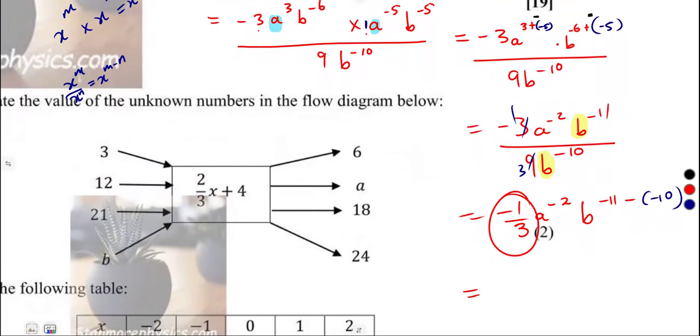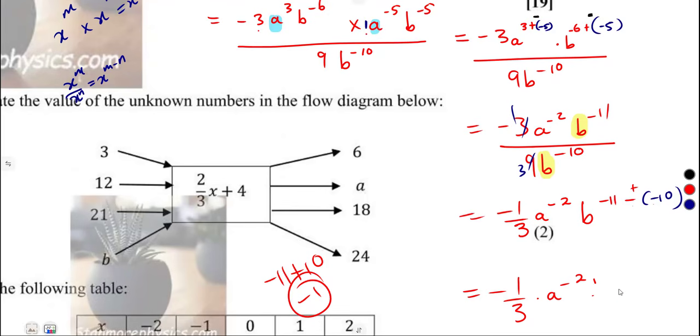All right, so you're going to have minus 1 over 3 times a to the exponent of negative 2 times b to the exponent of, this is negative, negative, that's a positive. So minus 11 plus 10 is minus 1. So that's going to be b to the exponent of negative 1.